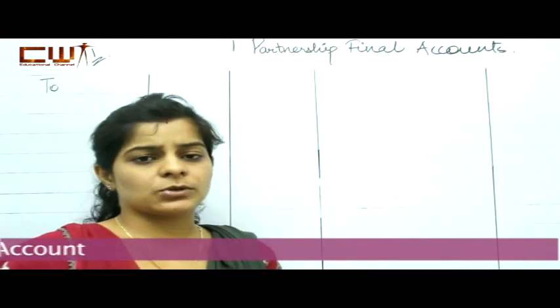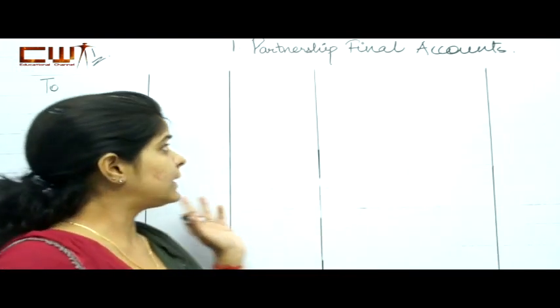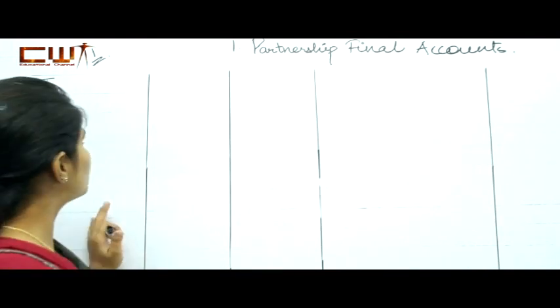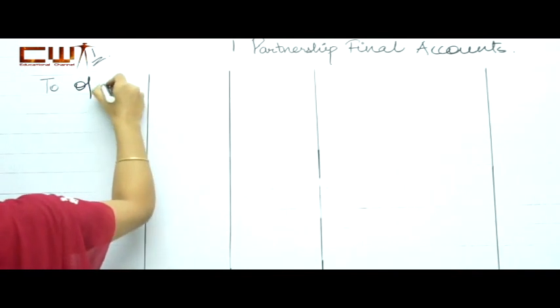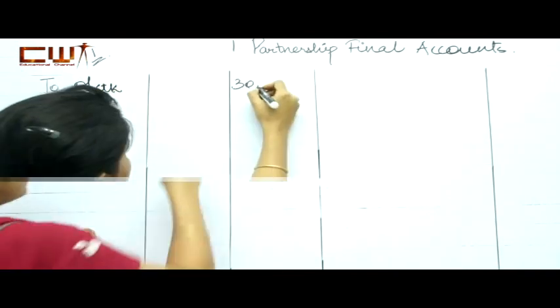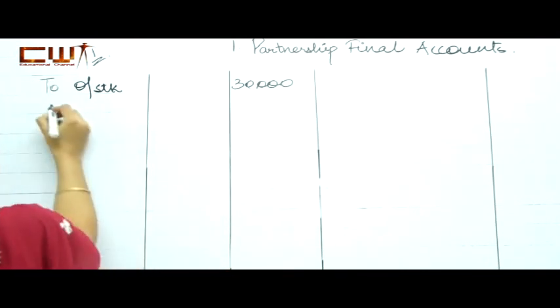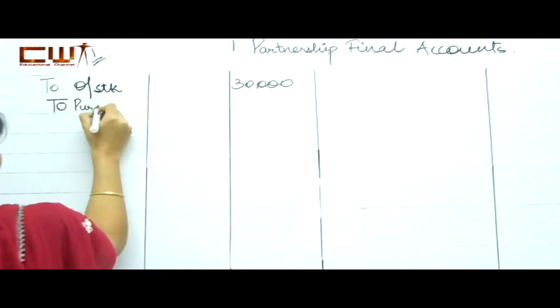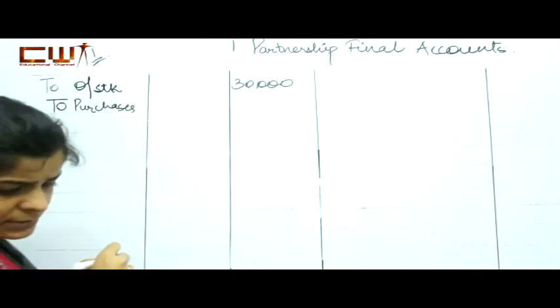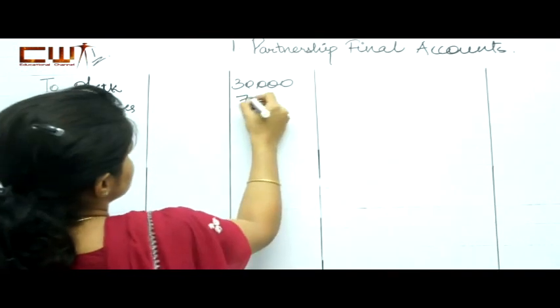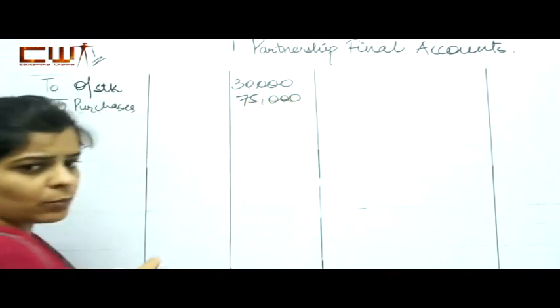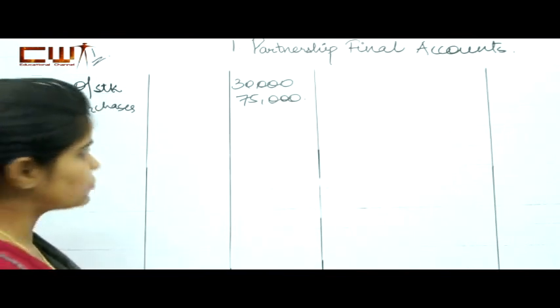Opening stock will always come on the debit side of the trading account. Opening stock is given as 30,000, right? Next is purchases. Purchases again will come on the debit side. Purchases is given as 75,000. Right? What is next? Next is wages, 12,000.